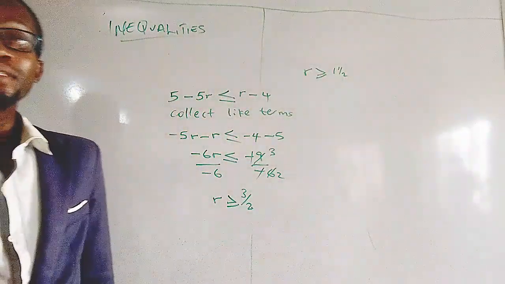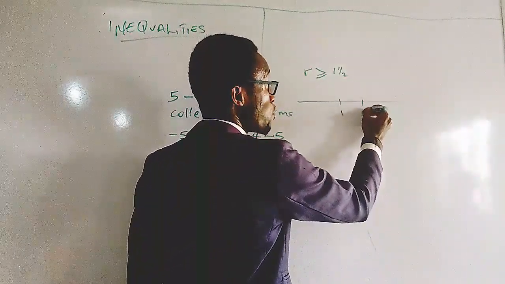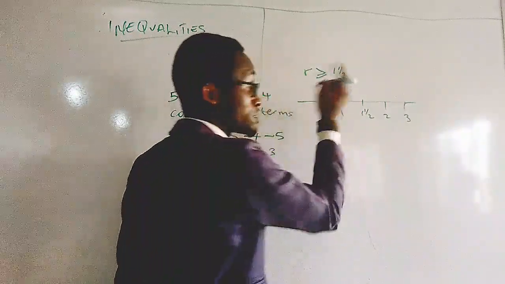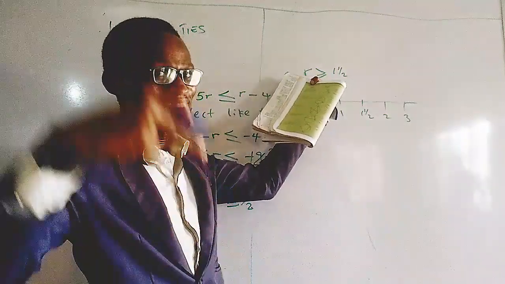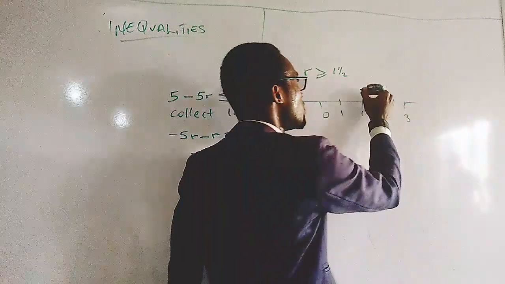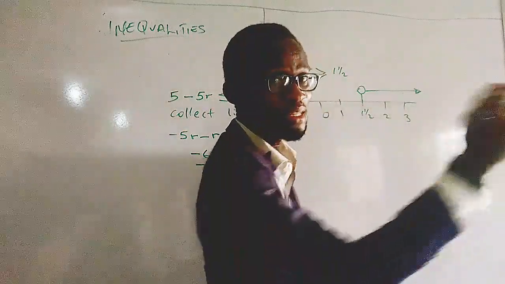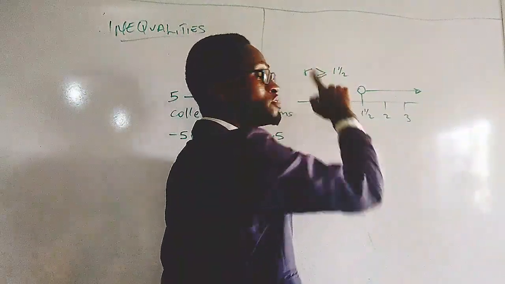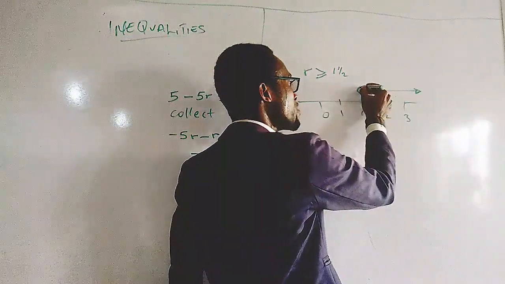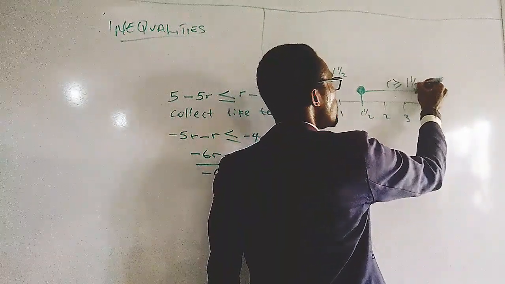Now if we want to represent this on a number line, we go this way. Let's say this is 0, this is 1, this is 1 and a half, this is 2, this is 3. Now we say that r is bigger than 1 and a half, so our direction is going to point towards this place, because this is where we have greater than. But we have greater than or equal to, and anytime we have the or equal to, this circle has to be shaded. So it's r greater than or equal to 1 and a half.